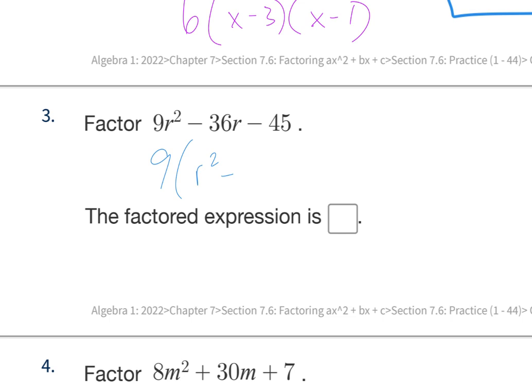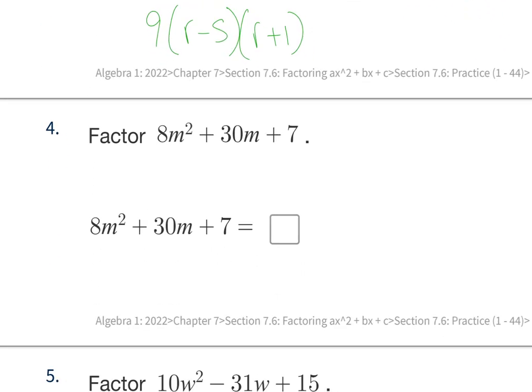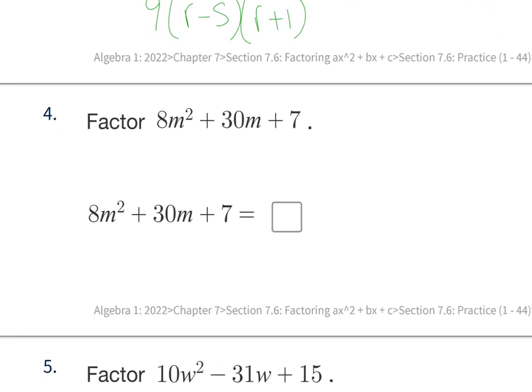All right, next, 9 is a factor. R squared minus 4r minus 5. Negative 5 and negative 4. We're going to get a, let's see, minus 5 plus 1. That works. So 9 times r minus 5, r plus 1. That's that one.